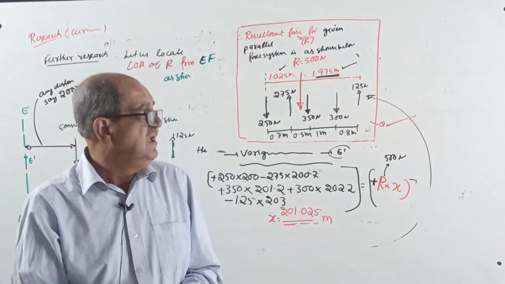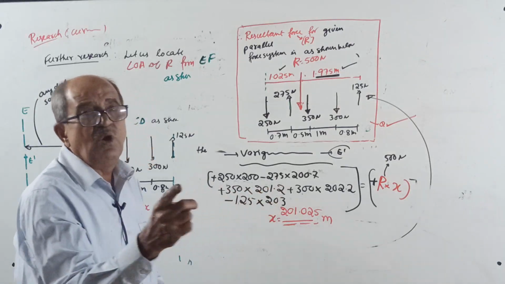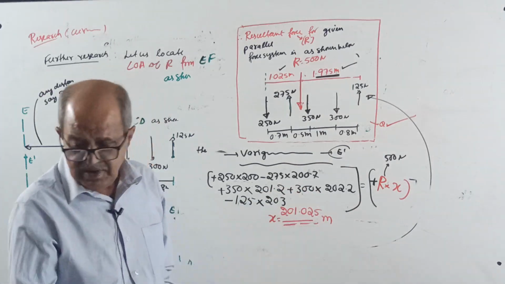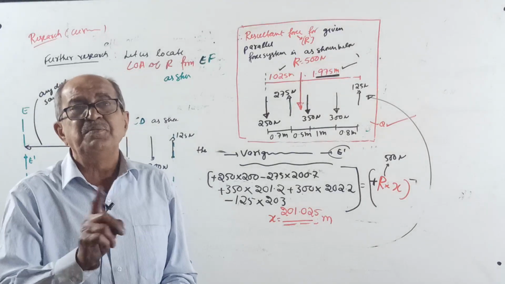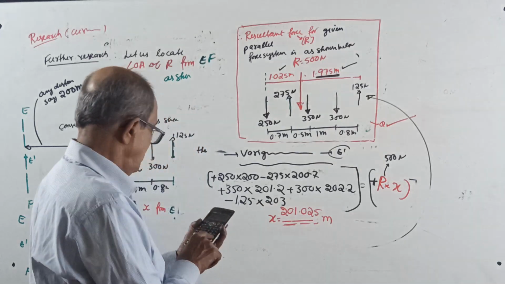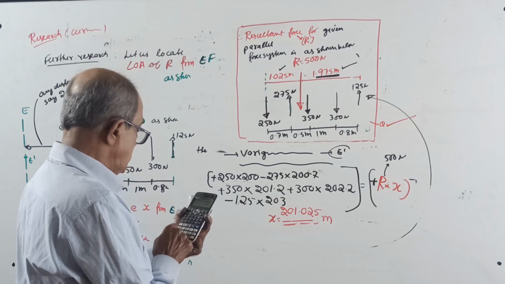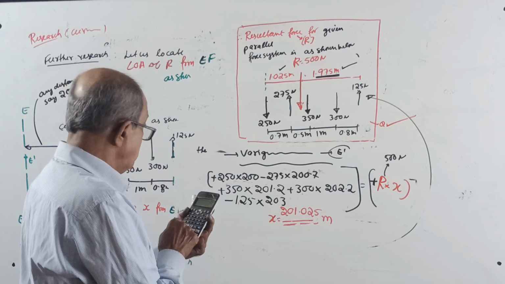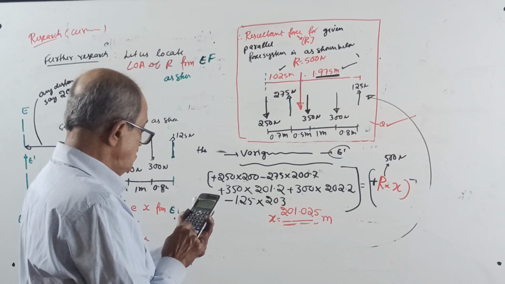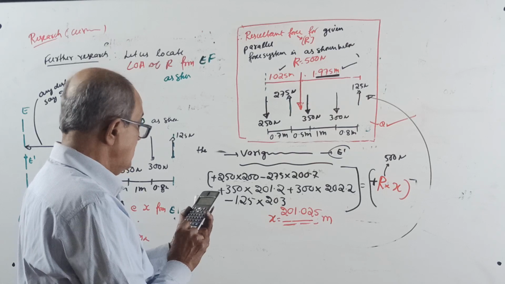201.025 meter. Or just to check whether the values I wrote here are correct or not. Because if I made any mistake in distances here, tomorrow somebody will comment, it won't come. Checking is not for concept. I will not stop this class till I get this answer. 250 into 200 minus 275 into 200.7, I can make out if any mistake is there. Plus 350 into 201.2 plus 300 into 202.2 minus 125 into 203 divided by 500.